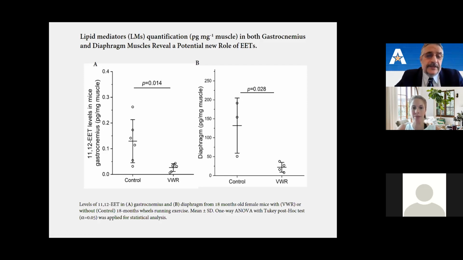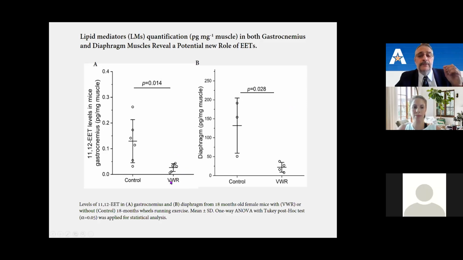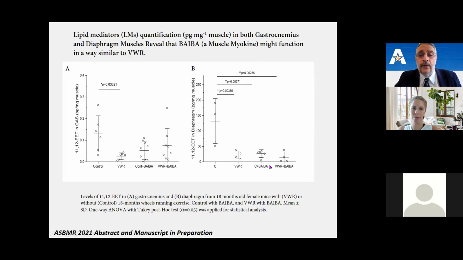So from these studies, something really interesting was revealed in the gastrocnemius from animals that did voluntary wheel running for 6 months, so at 12 months they had their own running wheel. They usually stabilize at like 3-4 kilometers per day. And this 11-12 EET in the control was high, and then it was reduced in the diaphragm. And remember, it's very important to quantify things in the diaphragm because of its physiological importance, also reduced.